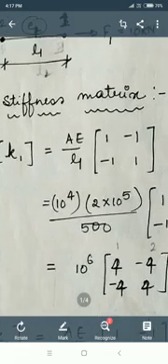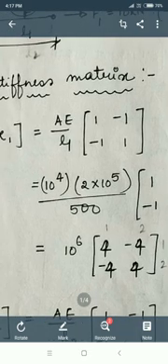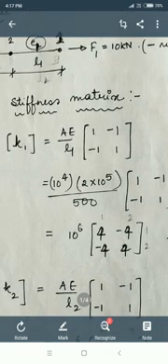For simplification purposes, I will take 10 to the power of 6 outside and keep it as it is. Only that value 4 I will multiply inside the matrix. Now the stiffness matrix of the first element becomes K1 equal to 10 to the power of 6 times the matrix 4 minus 4, minus 4 4.